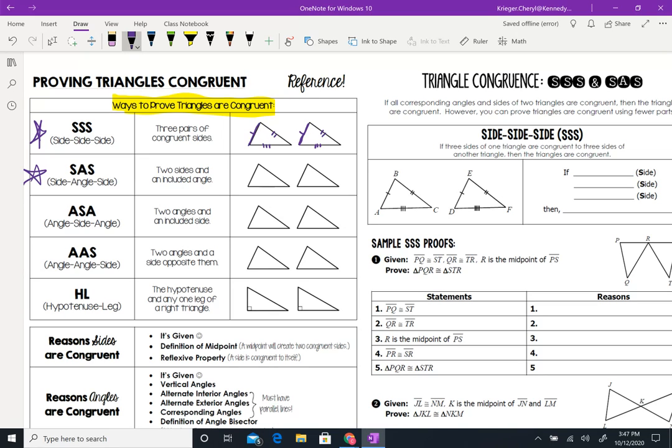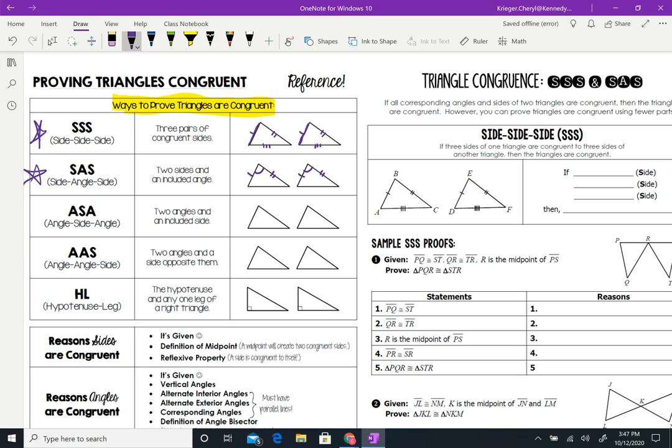And then the second one that we're learning today is side, angle, side. So this happens when they give you two sides that are congruent, for instance, a 3-unit side, and another side length that is congruent, maybe a 4-unit side, and an angle between them is also congruent, maybe a 60-degree angle. That forces that third side to be congruent, and that proves that the two triangles are congruent using side, angle, side.